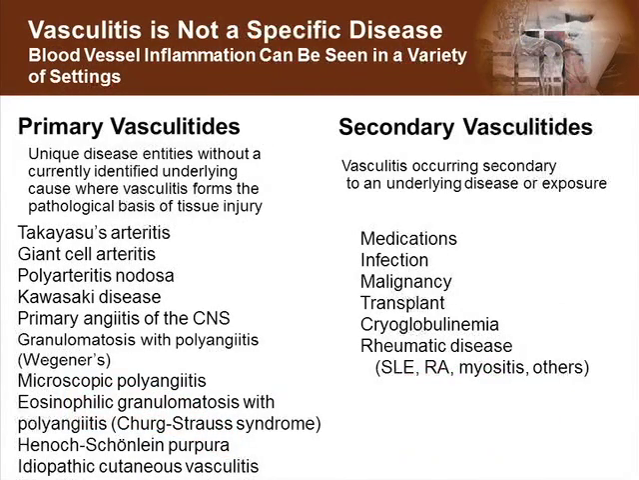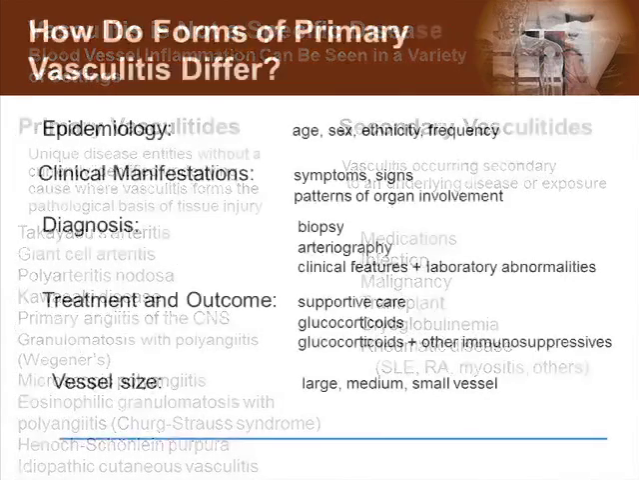Because of this, vasculitis is not one specific disease, and blood vessel inflammation can be seen in a variety of settings. Vasculitis can occur secondary to an underlying disease or exposure, as can be seen in the setting of medications, infections, malignancies, transplantation, cryoglobulinemia, or in a range of underlying rheumatic diseases. On the other hand, there are forms of primary vasculitis that are unique disease entities that are as yet without an identified underlying cause, and where vasculitis forms the pathological basis of tissue injury.